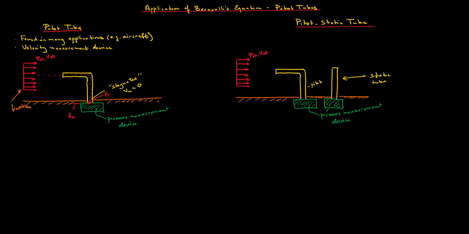And that local pressure is measured in some way. Here I wrote a pressure measurement device, and that could be something like a MEMS sensor, a microelectromechanical system sensor, or a simple manometer. Right now we're assuming that we have some way of measuring that pressure at the stagnation point. So at M, we have an elevation Zm, a velocity of Vm, and a pressure of Pm.